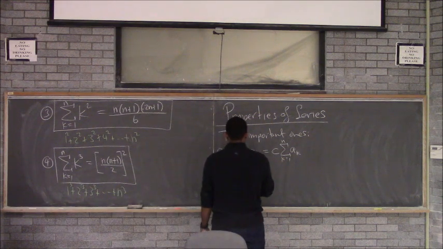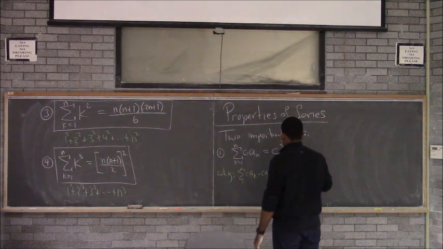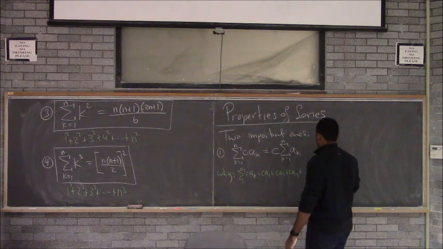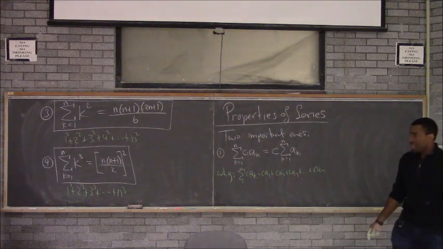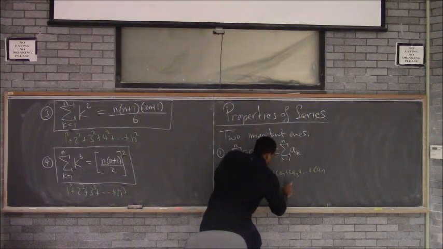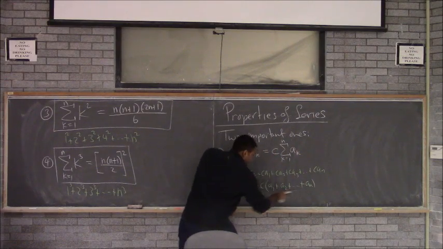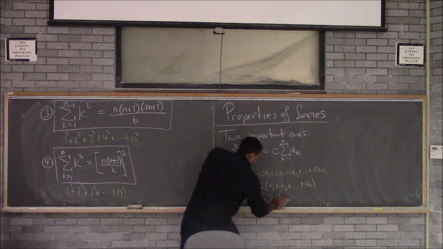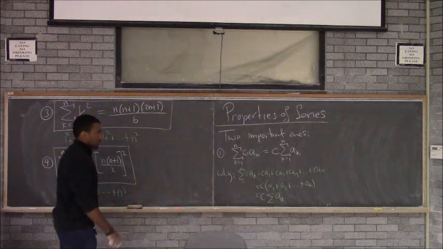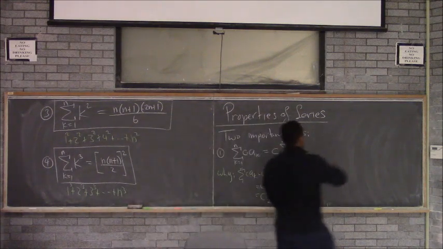Well, if I have the sum of C times a_k, k goes from 1 up to n, that means C times a_1 plus C times a_2 plus C times a_3 plus all the way up to C times a_n. But because C is in every term, you can factor it out: C times a_1 plus a_2 plus up to a_n. And a nice way of writing that is just C times the sum of a_k. So you can factor constants out of series. That's a very important thing to know.